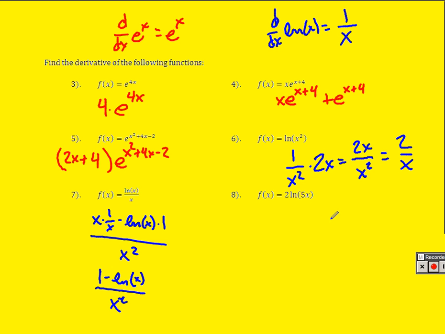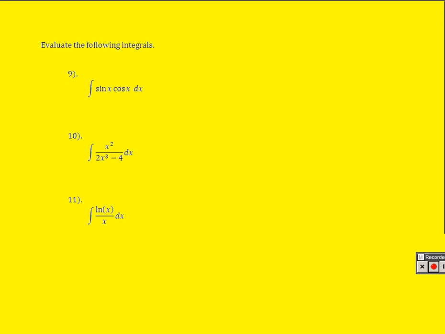And then the last one, 2 times the ln of 5x, same thing. The 2 is going to stay out front. I want to do 1 over 5x for the ln, times, given the inside, 5. So the 5s will cancel each other out, and I will have 2 over x again as my derivative. Now, the fun ones, the integrals, the antiderivatives here.